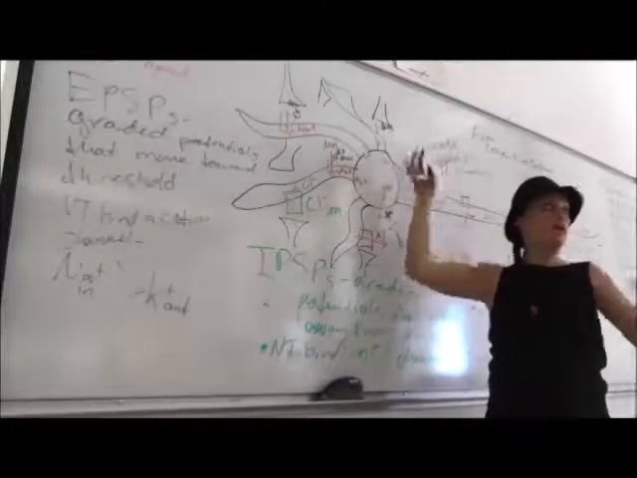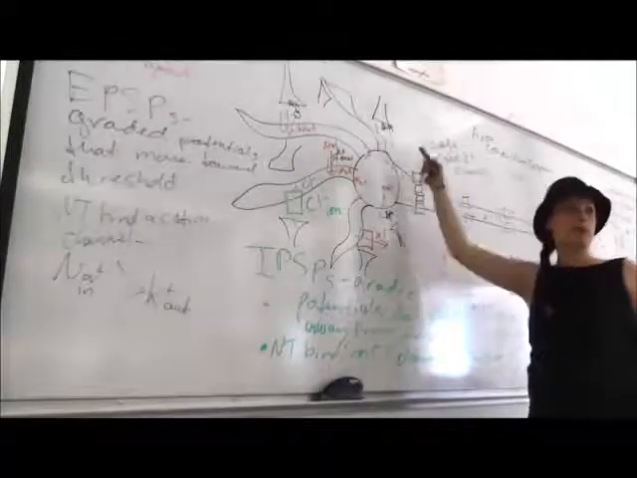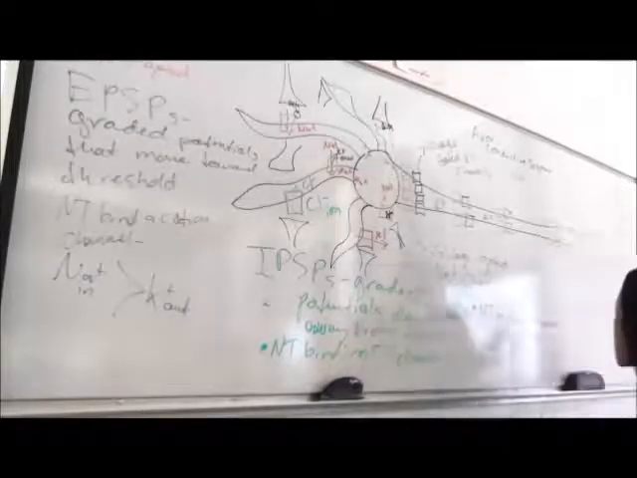As long as they're all open, we'll have enough sodium coming in through our three different channels to reach threshold at our axon hillock. So spatial summation is summing up because the neuron is being stimulated at several different parts at once. Basically, it's summing up in space.